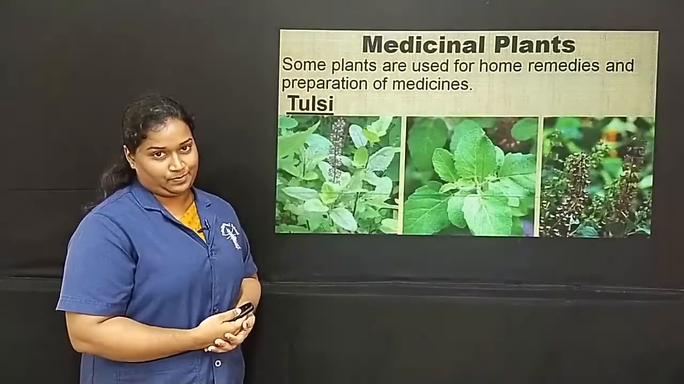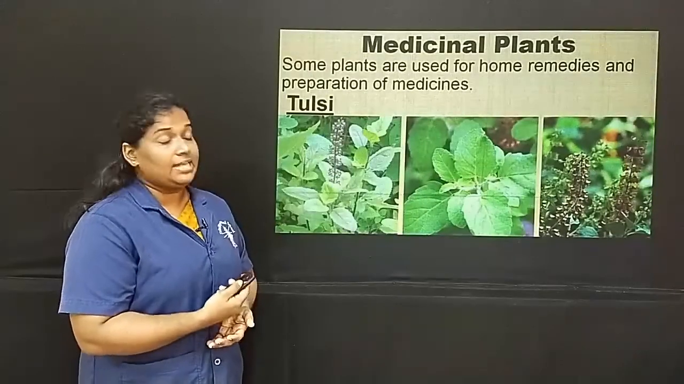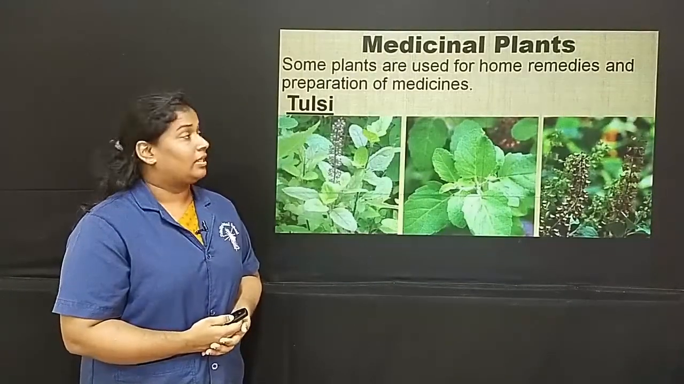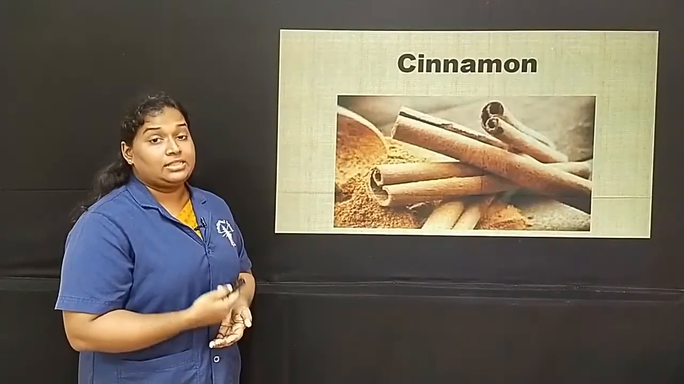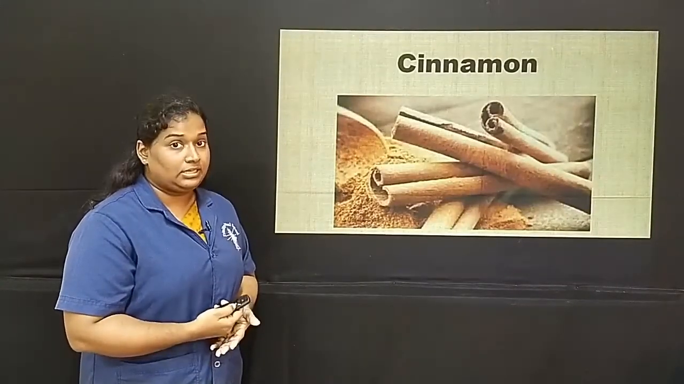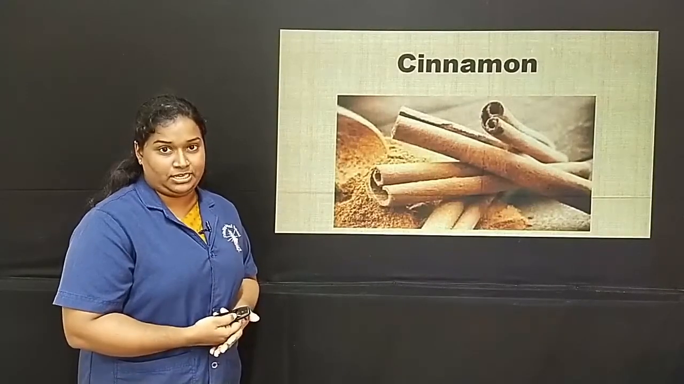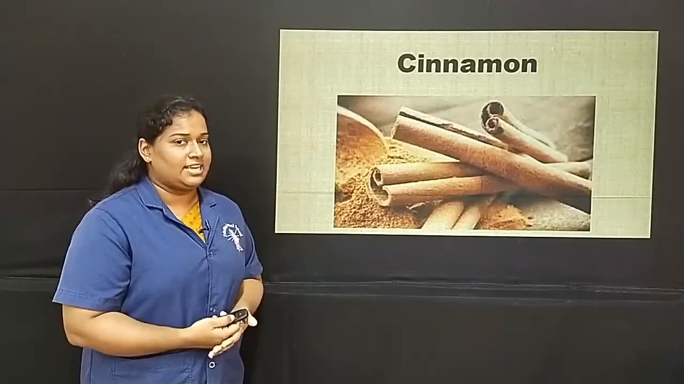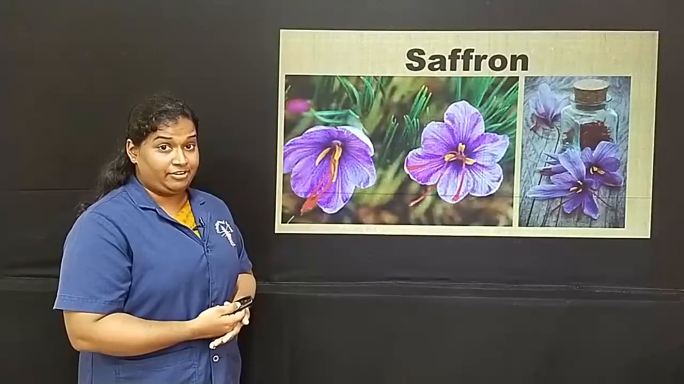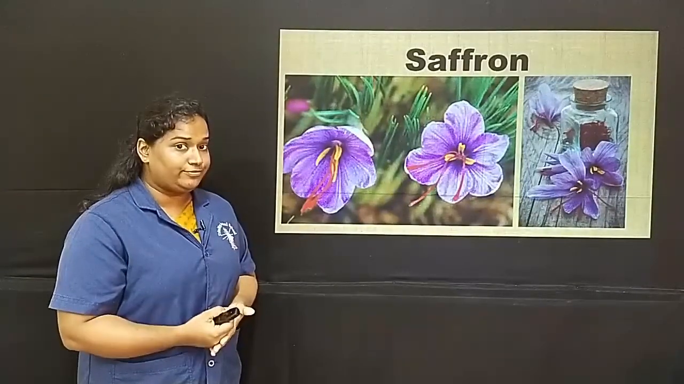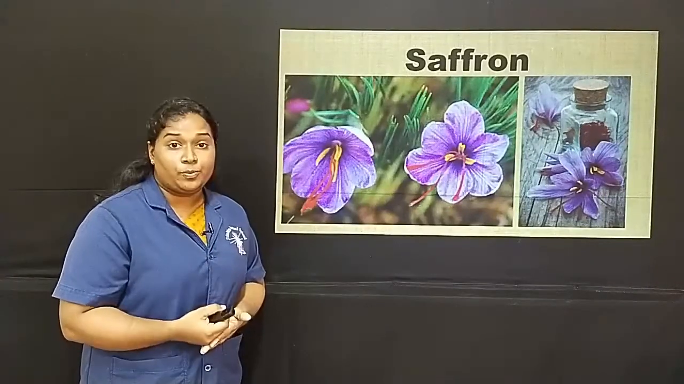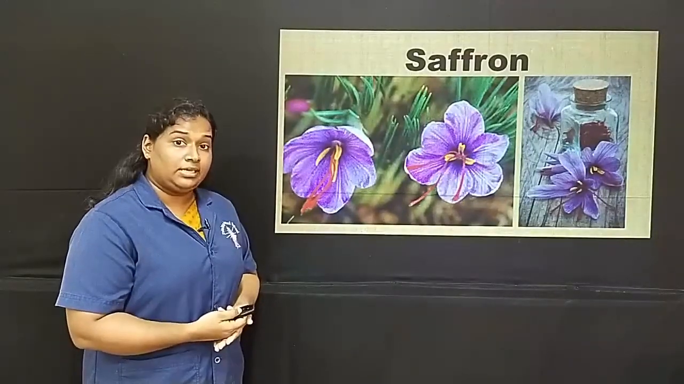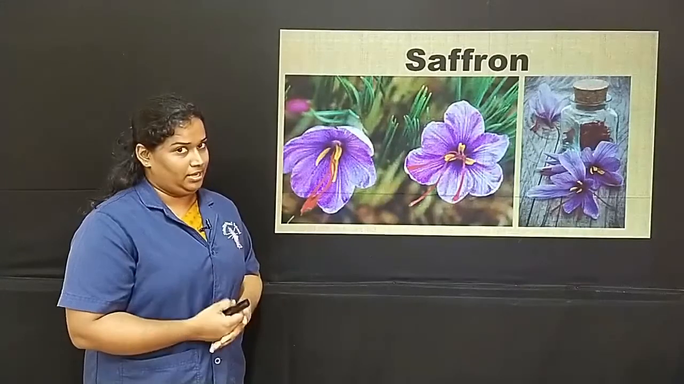Yes, tulsi. Tulsi leaves as well as seeds are good for cough and cold. Next we have cinnamon. The bark of the cinnamon plant is rich in antiseptic. That's why it is good for diarrhea, infection and indigestion. Saffron flower, the stigma of the flower, is good for asthma and whooping cough. That's why you might have observed that for kids we mix saffron stigma into milk.